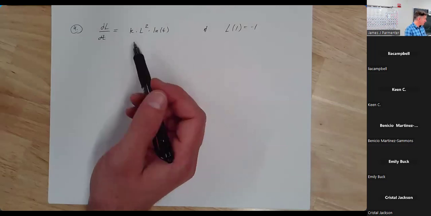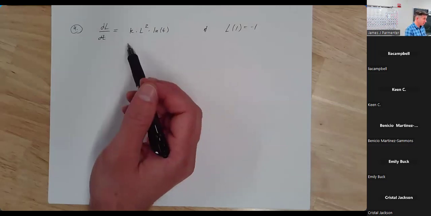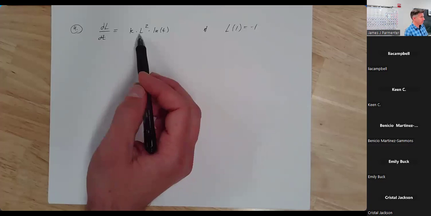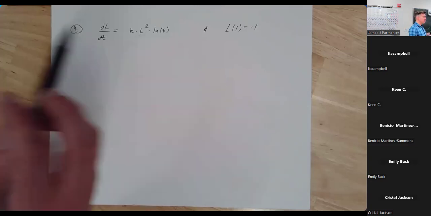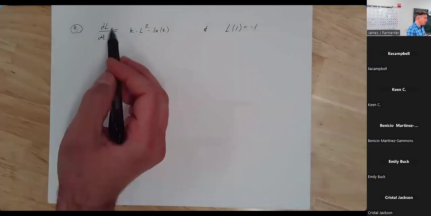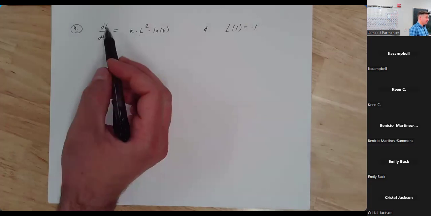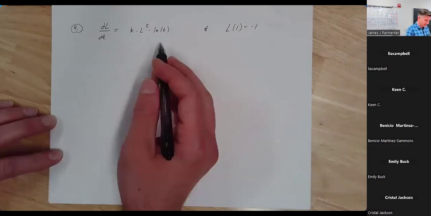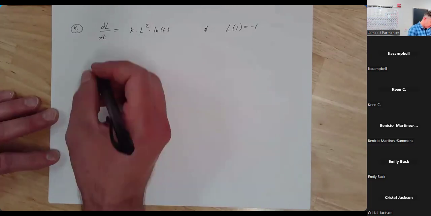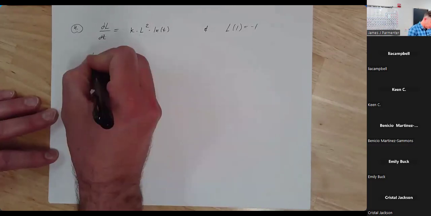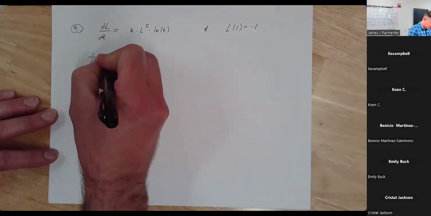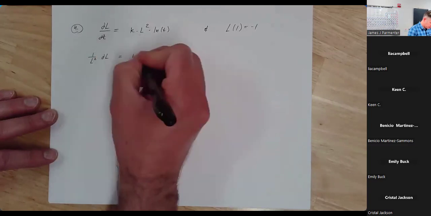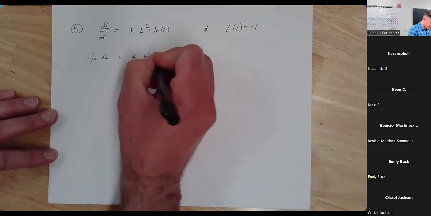Definitely not first order linear because it's not linear, right? You've got L squared. When you're talking about linearity, you're always looking at whatever your function is. So usually you're looking at y, but here I'm looking at L, and oh, L squared, not linear. Okay. So also it kind of looks like it's set up to be separated. So let's bring all the L's to the left and leave the t's on the right. We're going to have 1 over L squared times dL equal to k times natural log of t times dt.